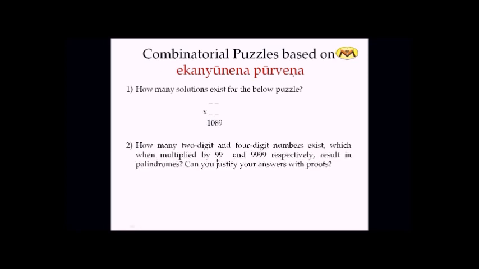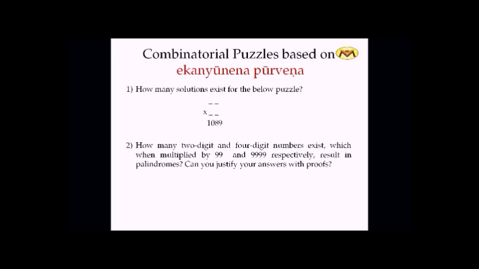Yeah, so this is what I was talking about. The last thing that I was saying was: how many 2 and 4 digit numbers exist which when multiplied by 99 and 9999 result in palindromes? So we know that 11 times 99 is not a palindrome, but we know that 55 times 99 gives us a palindrome. So how many two-digit numbers exist like 55 which when multiplied by 99 give us a palindrome?